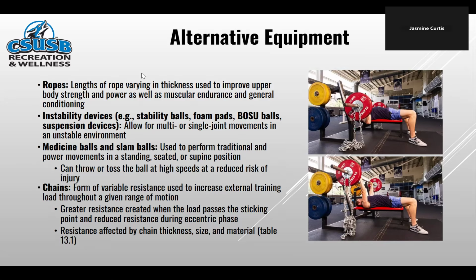They're used to perform traditional and power movements, seated, standing, kneeling lunge, kneeling position, supine position, and these balls get thrown at high speeds. And then there's chains. So it's a form of variable resistance. Remember, we talked about the three types of resistance, and the resistance is affected by the chain thickness. So the thicker the chains are, the heavier they're going to be.